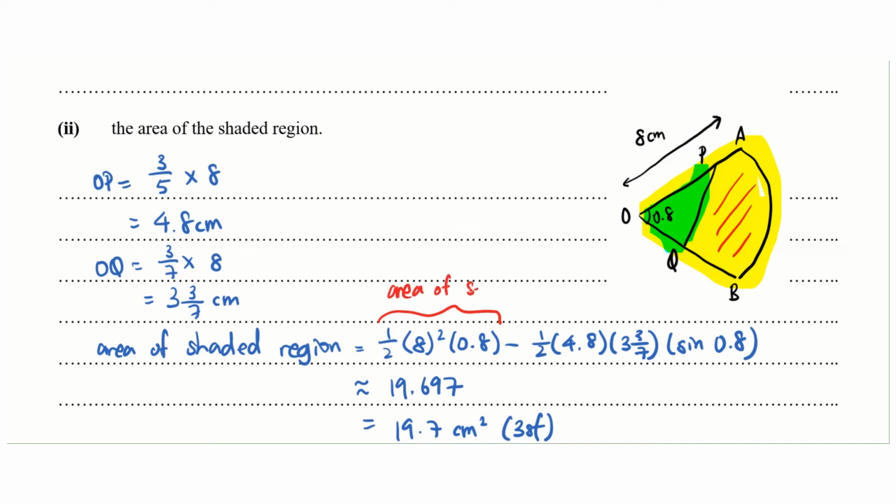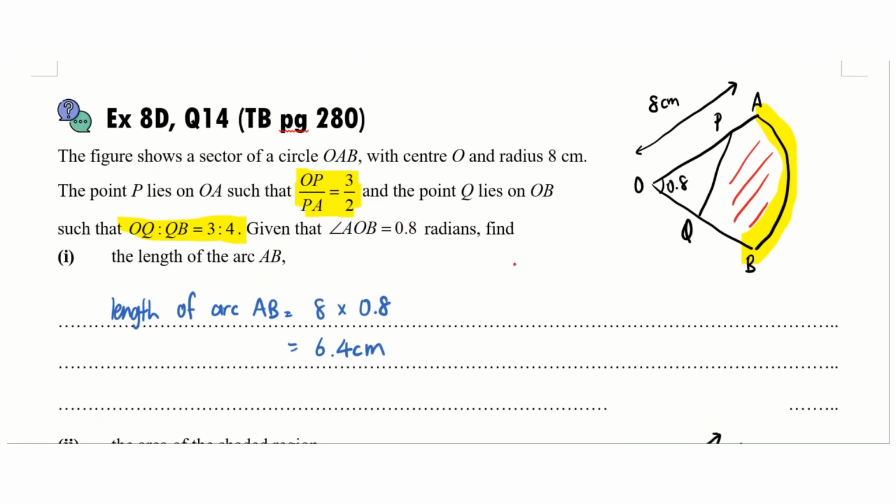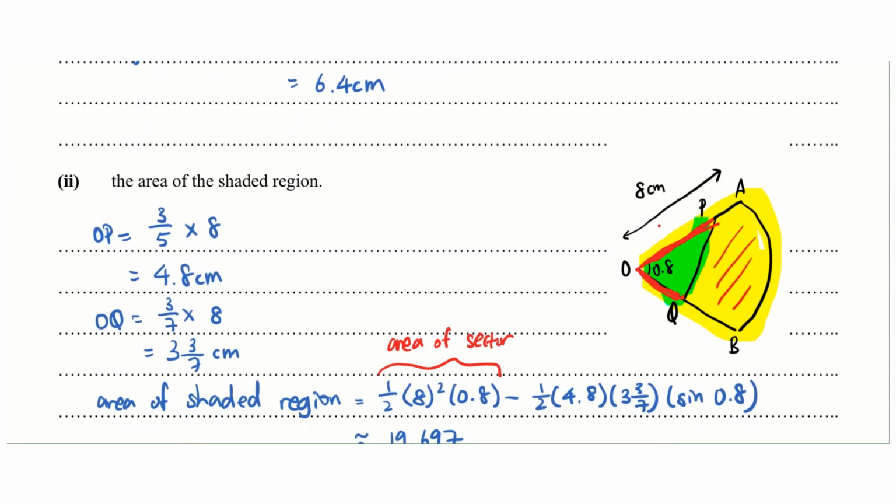So that's the area of the sector. But when it comes to the area of the triangle, I need more information, because if I want to use half ab sin C, I will need to know the length of OP as well as the length of OQ. Earlier in the question, it says that OP over PA has a ratio of 3 over 2. So that means that this is 3 units and this is 2 units. This tells us that OA would be 5 units in total.